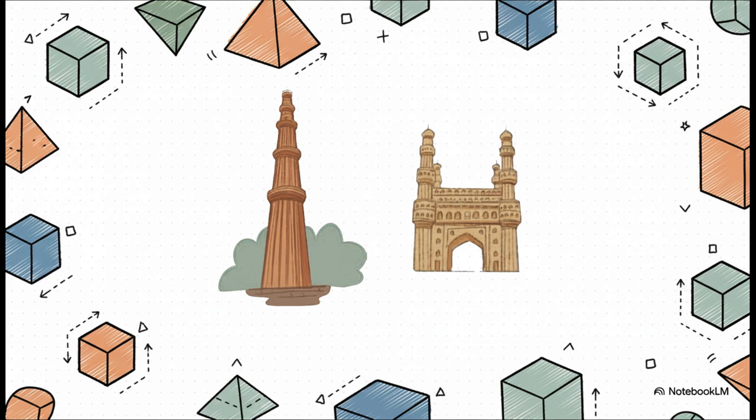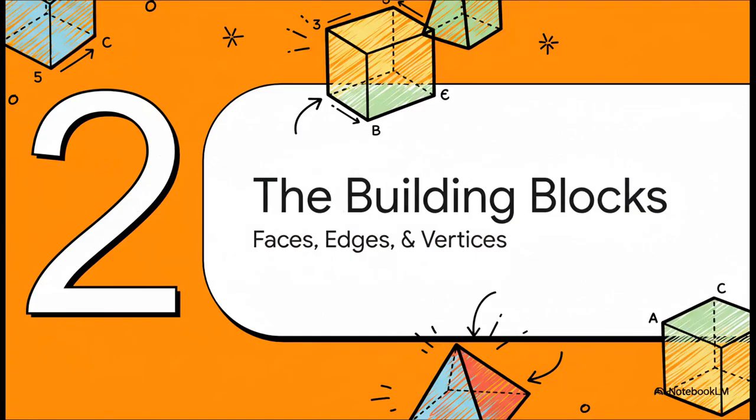Wow, just look at these incredible buildings. You see the Qutub Minar, the Charminar? They look so complicated, don't they? But what if I told you they're just made of simple 3D shapes? The ones we see every day, just stacked up in a really beautiful way. Okay, so to really get how these huge things are built, we need to understand their basic building blocks. Let's break down any 3D shape into its three most important parts.